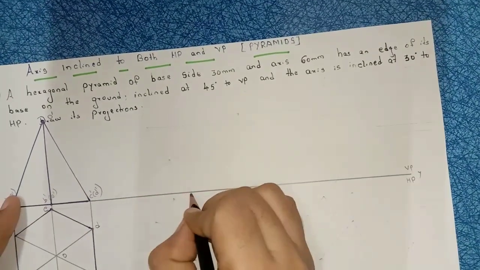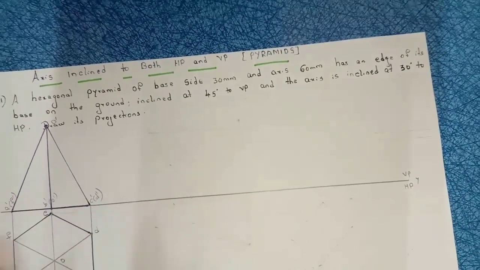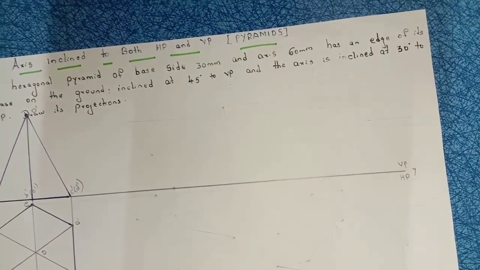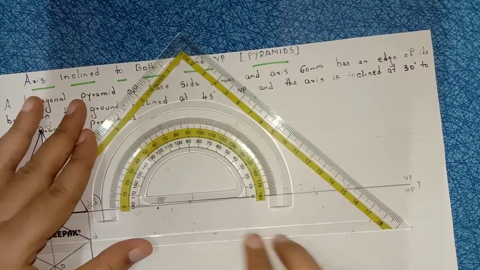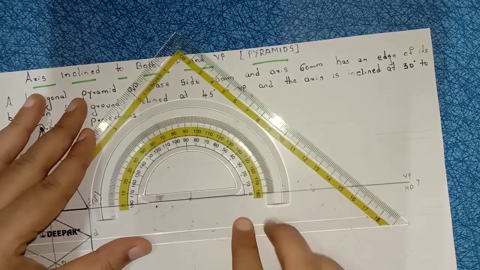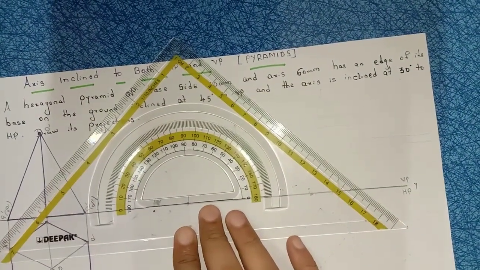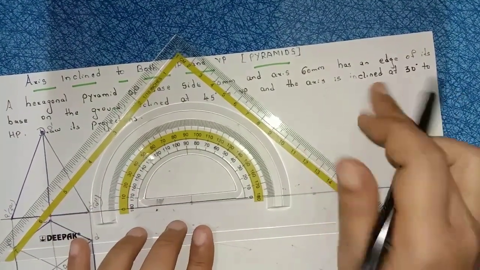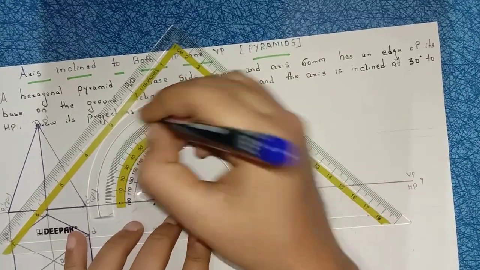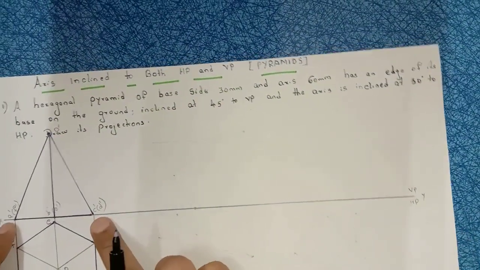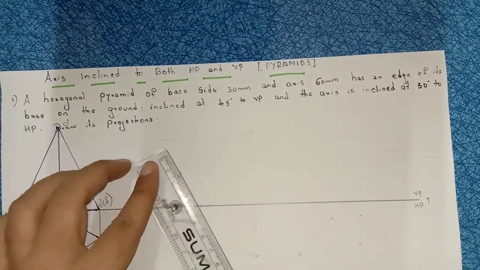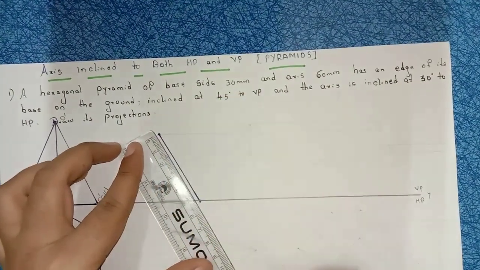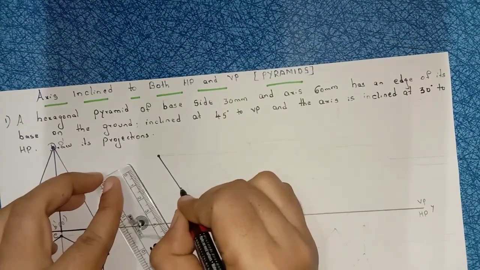So what I am doing is marking a point on the reference line. You can leave any distance. Now I am going to place my protractor on this point. Now I am going to mark the axis as 30 and the base as 60. I am marking the 60 degrees point. I will measure this base from A dash to C dash and draw it here at an angle of 60 degrees.